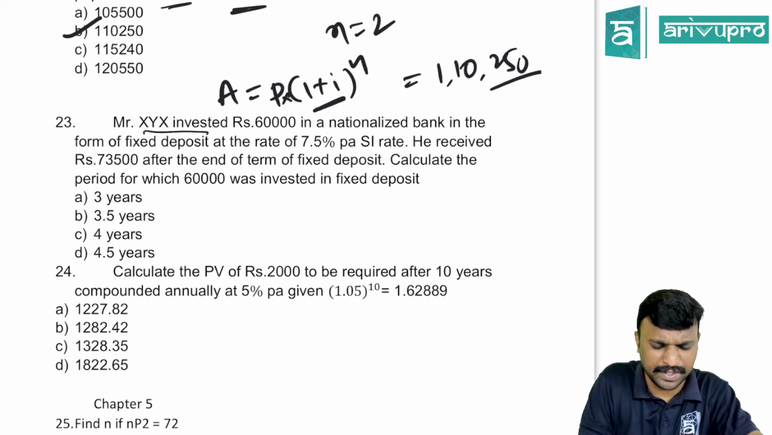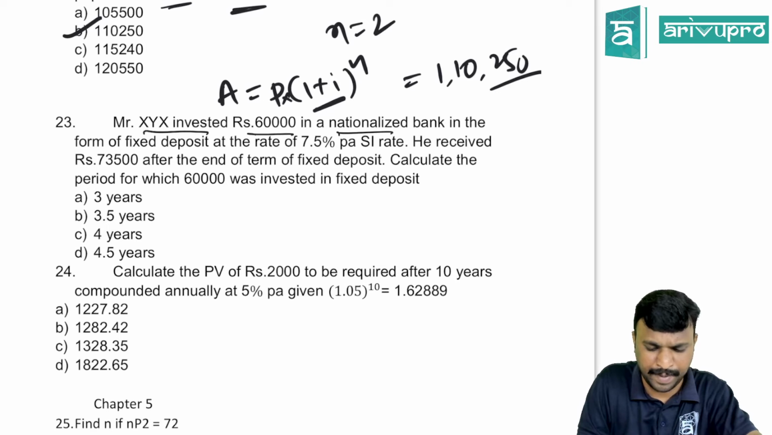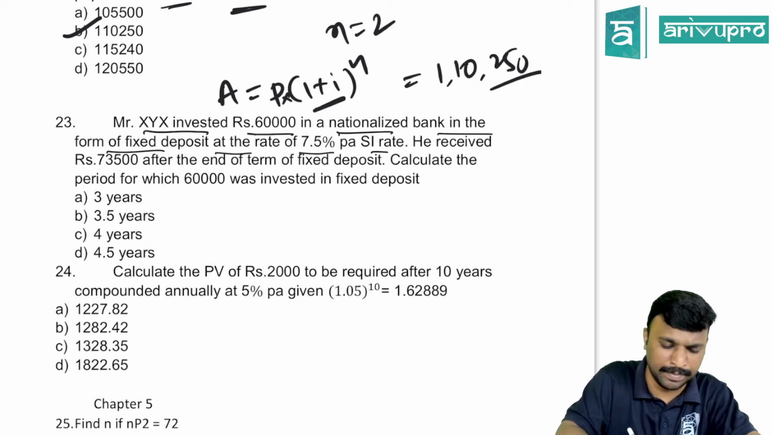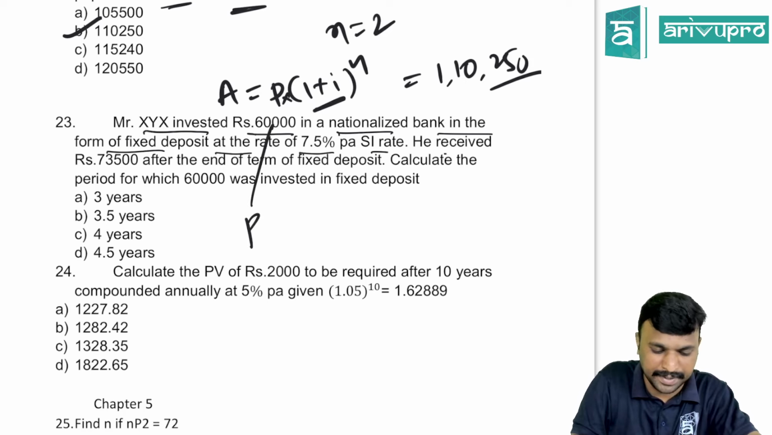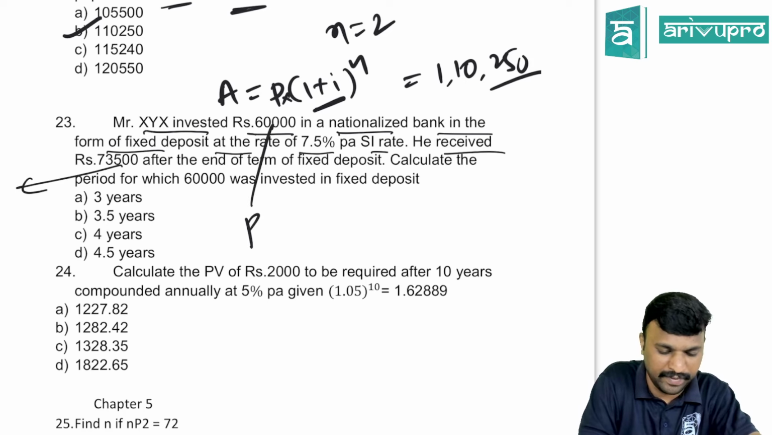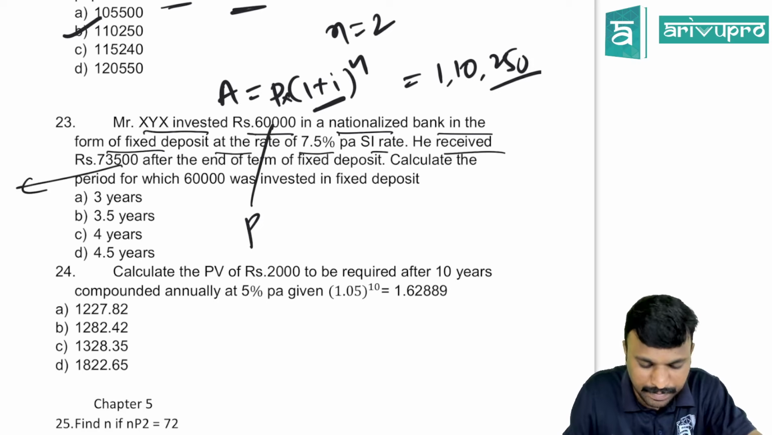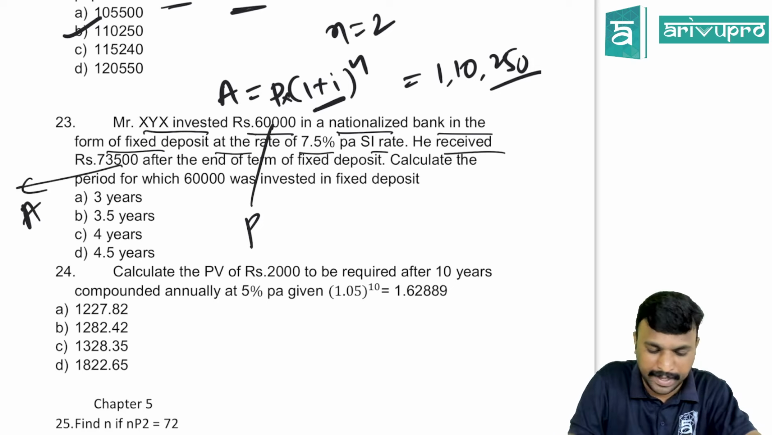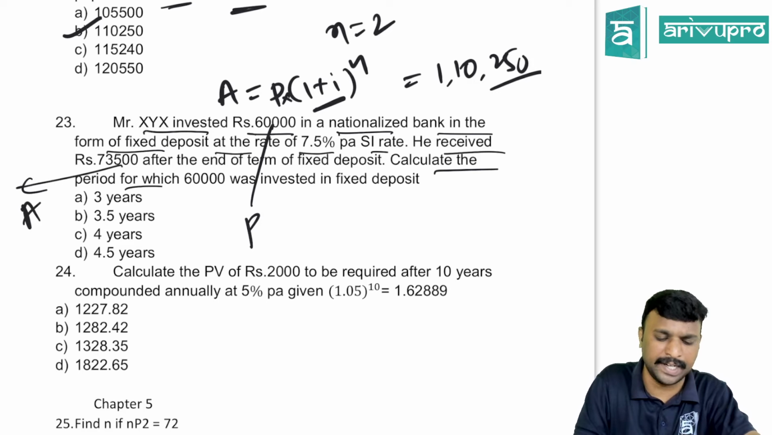Mr. XYZ invested rupees 60,000 in a nationalized bank in the form of a fixed deposit at the rate of 7.5% per annum SI. So it is as per SI problem. So this is principal. He received 73,500 after the end of term of fixed deposit. So obviously this is amount. Calculate the period. That means you need to find T.